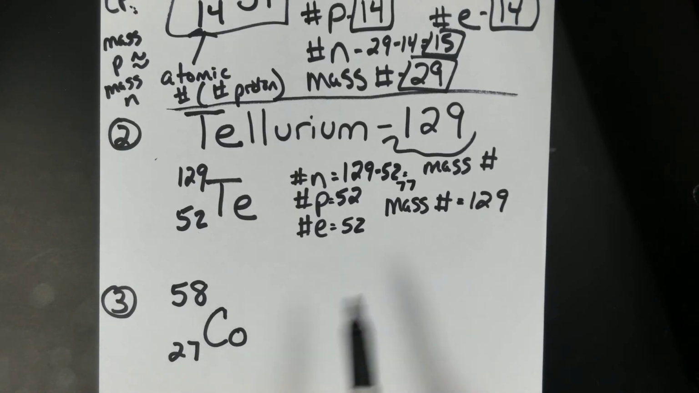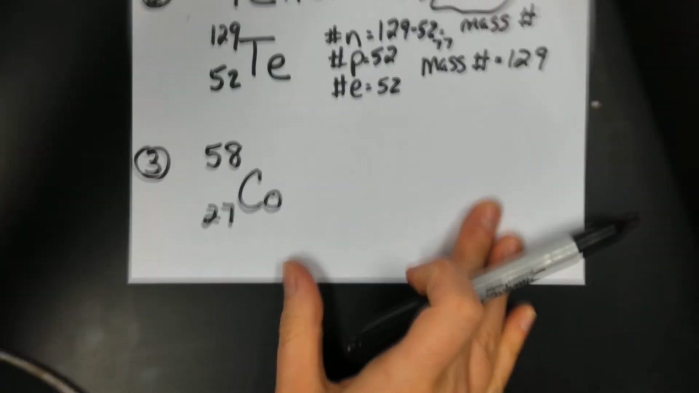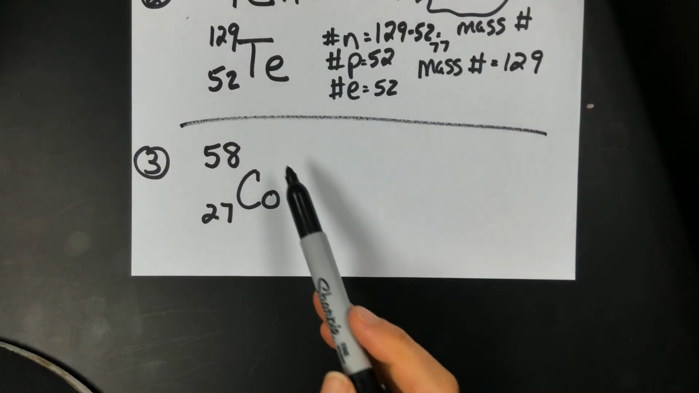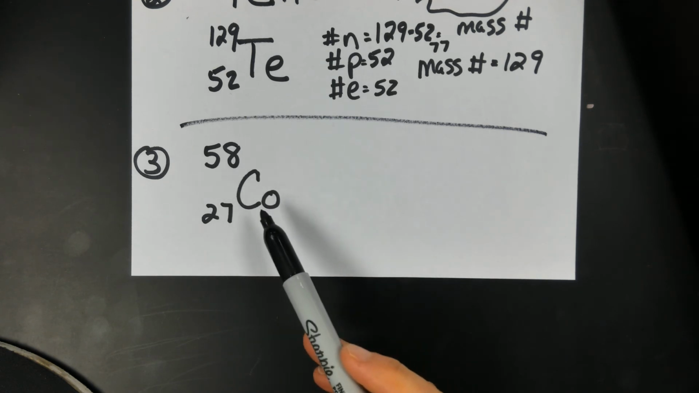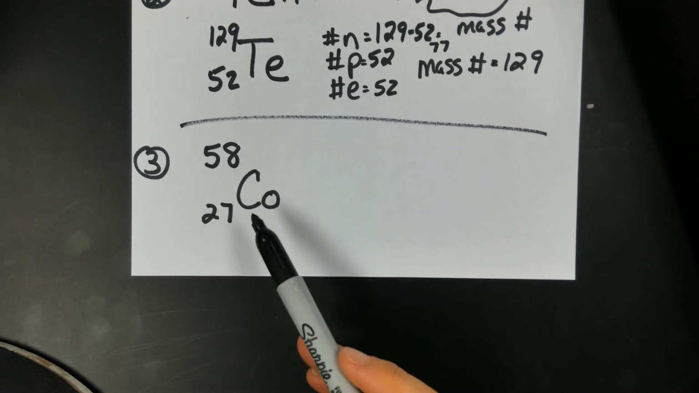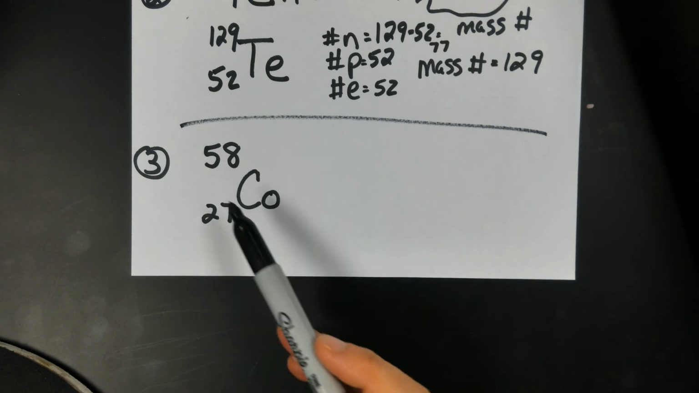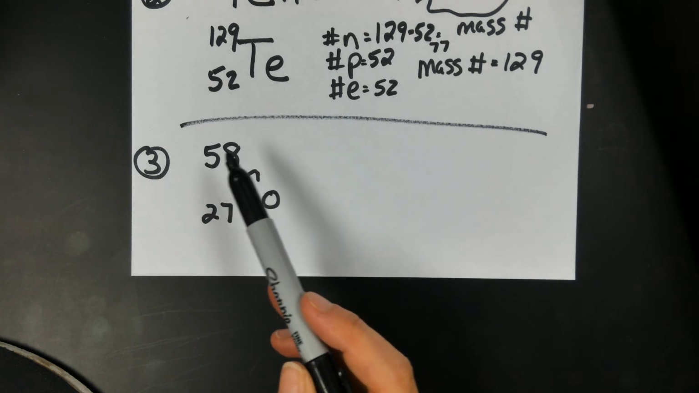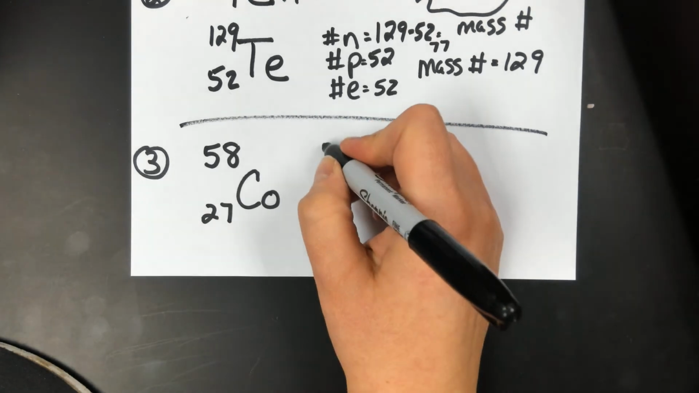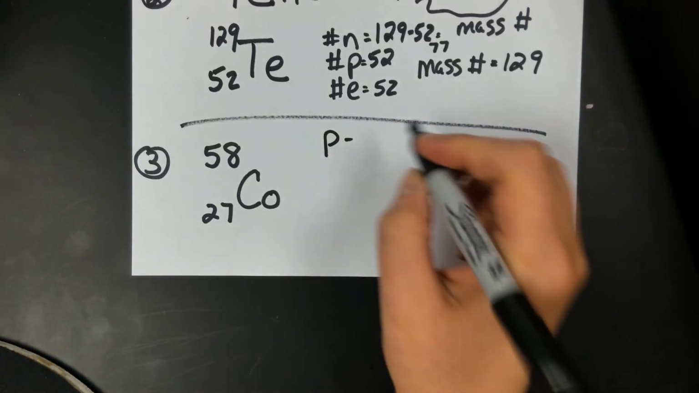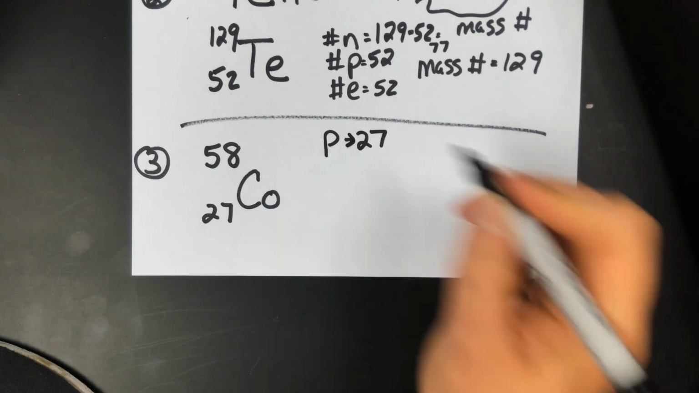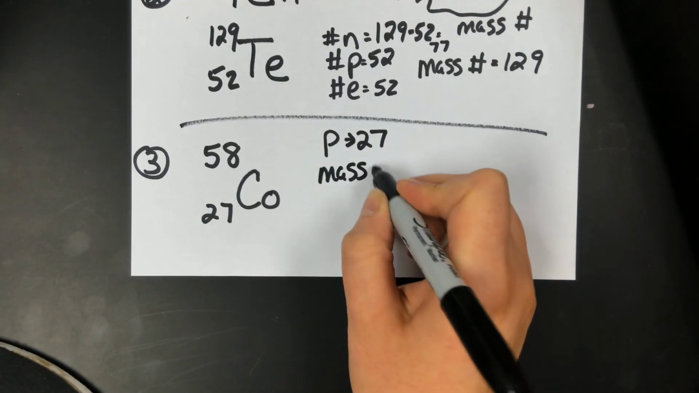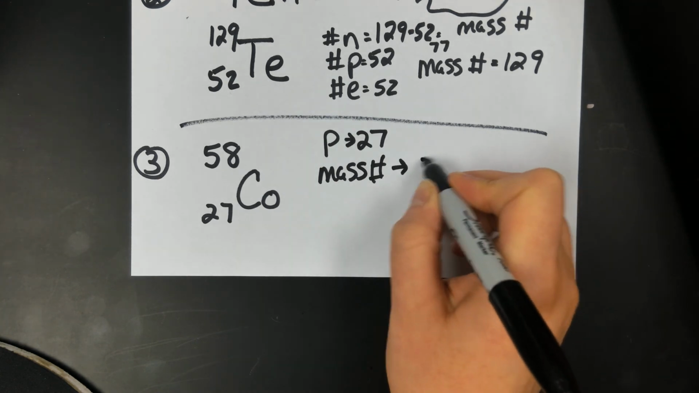Let's go down to a classic example. This is another way it could be represented. Right, so I'm giving you the elemental symbol, Co. So cobalt, you can find it on the periodic table. It should be element number 27. And for this isotope, it has a mass number of 58. So we have just identified that protons, we have 27. For mass number, we have 58.